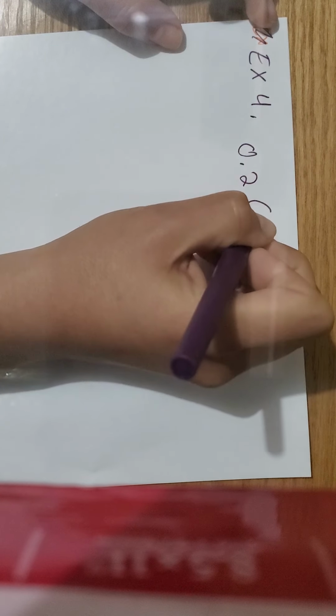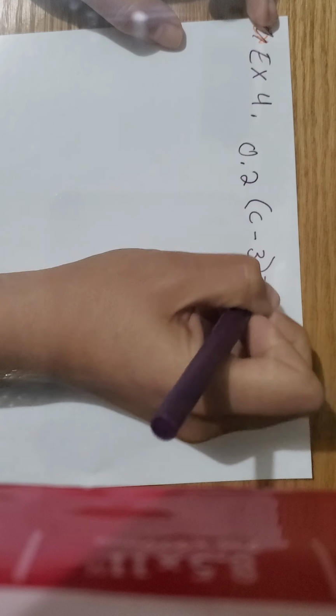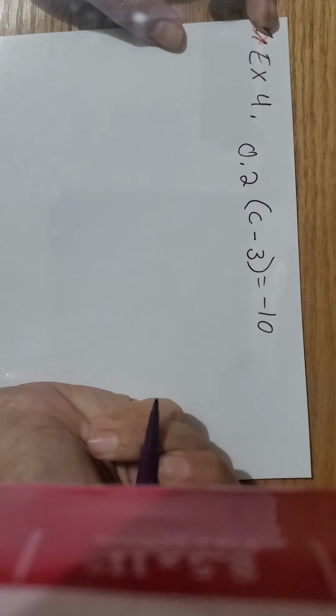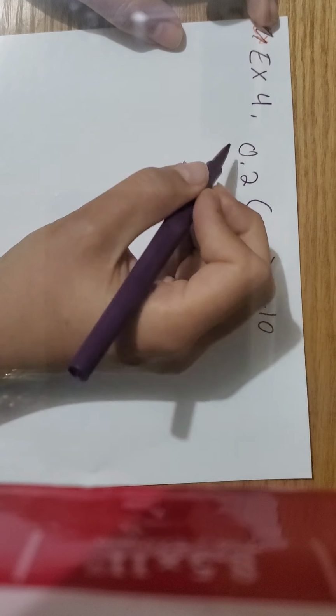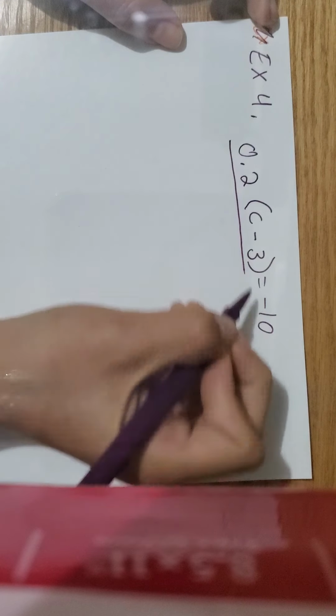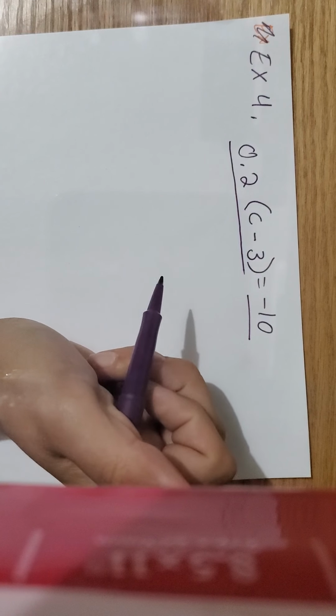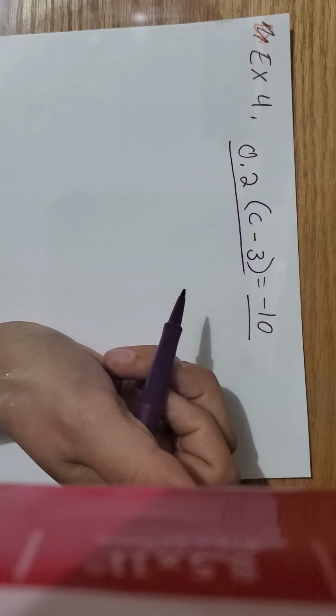So example, oh, that's a hard color to see. Example 4: 0.2 parentheses c minus 3 equals negative 10. Again, you can do this with both of the types of examples that I'm giving you.